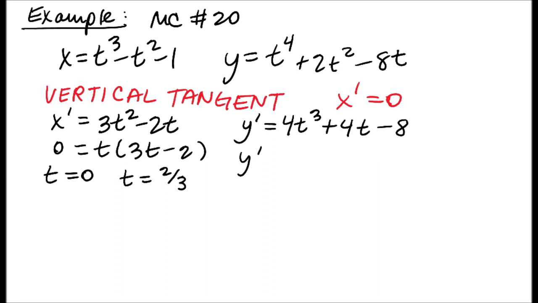What I do first is I'm going to just test y prime of 0, just to make sure it's not 0. That's equal to negative 8. That is not 0. Okay, so t equals 0 is a place of vertical tangency.